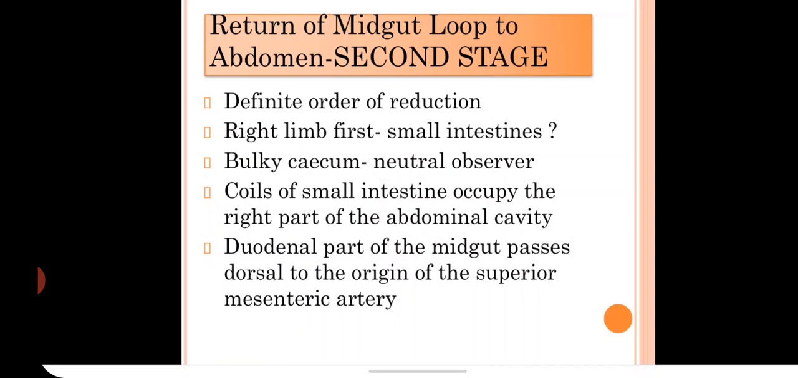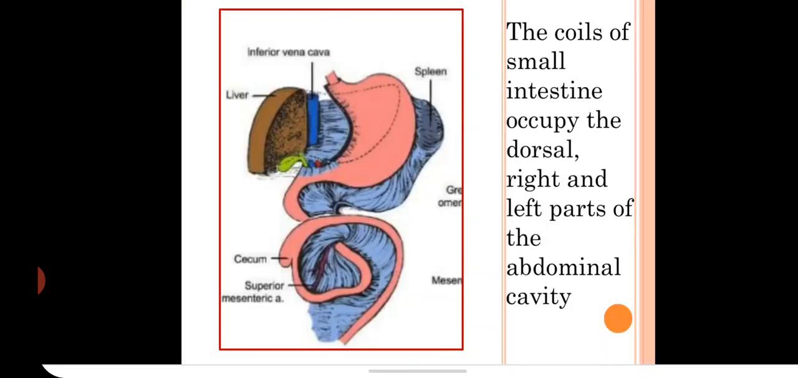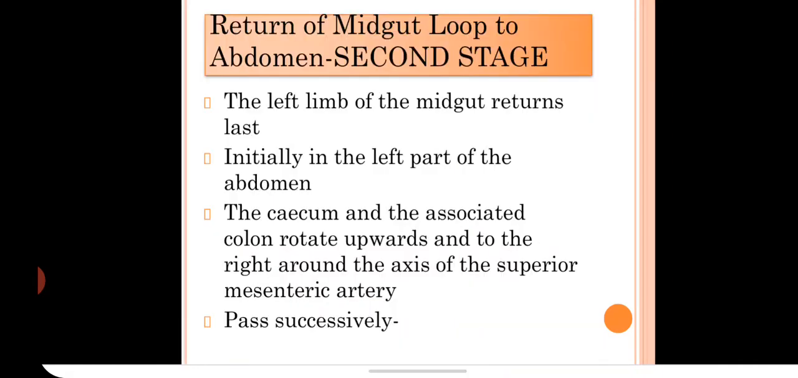The coils of small intestine will enter the abdomen first and try to occupy the right part of the abdominal cavity. Then it passes dorsal to the origin of the superior mesenteric artery and occupies the left parts of the abdominal cavity also. So the small intestine is entering first and it is occupying every place: right side, dorsal to the superior mesenteric artery, central part, and left side.